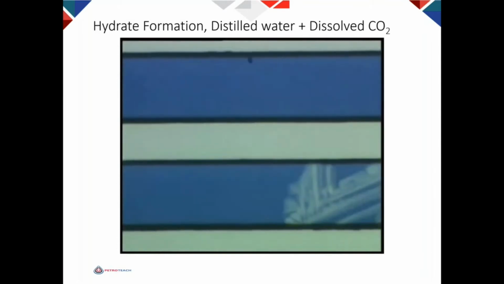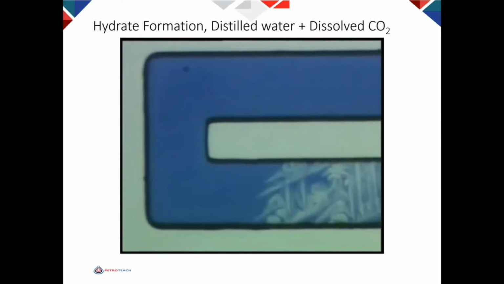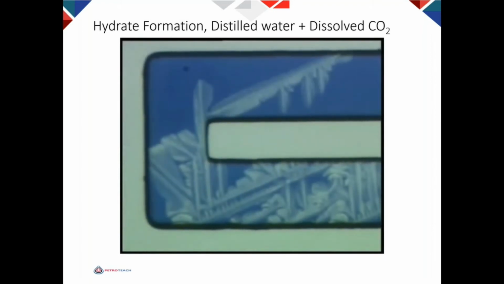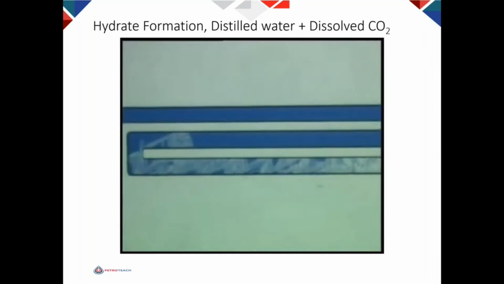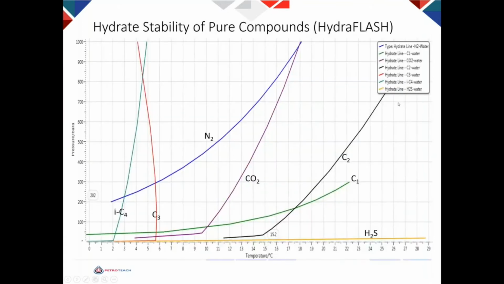And you can see that they are like a tree because they want to lose the heat. So remember, they form sort of fins to lose the heat because hydrate formation is exothermic. It produces a lot of heat. So we need to use the heat.